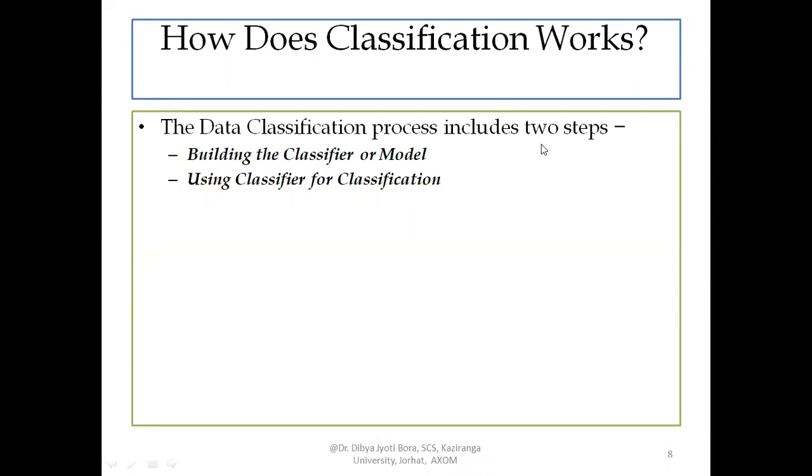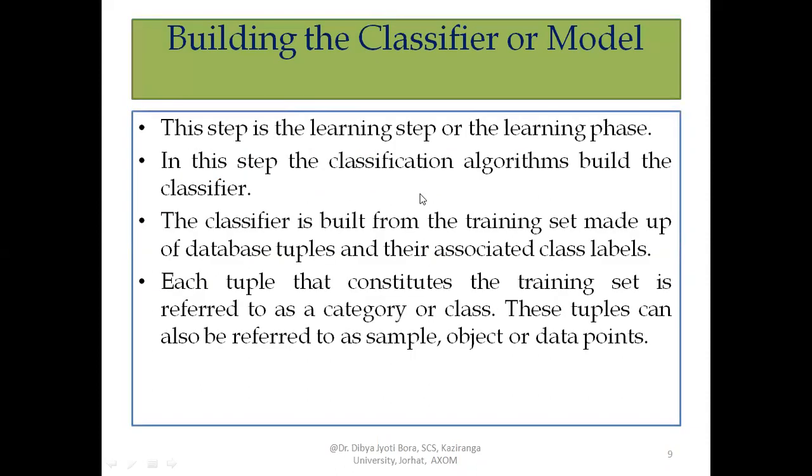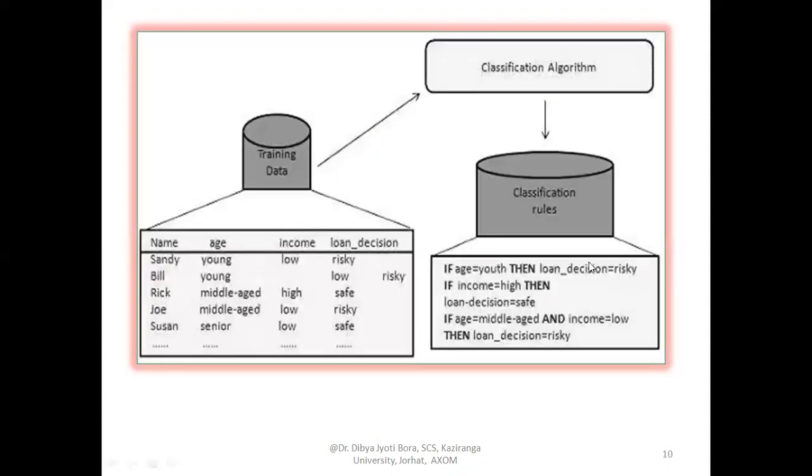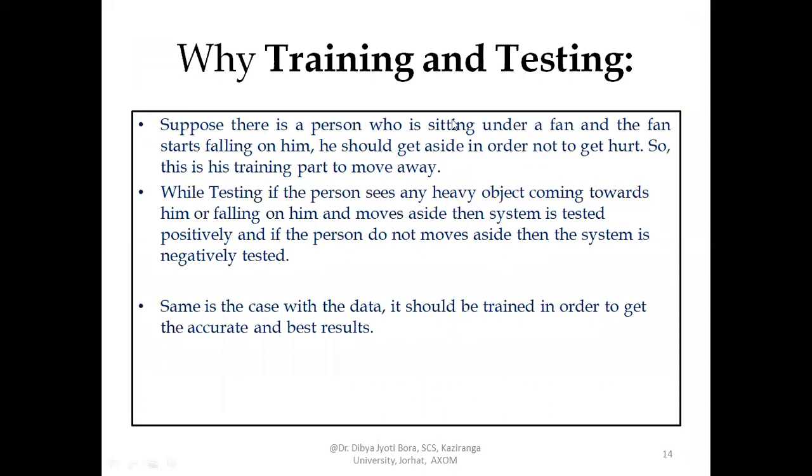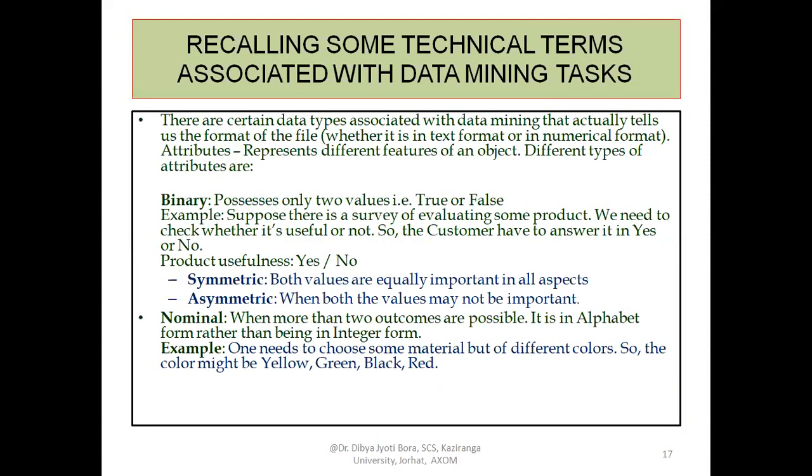So we have seen how classification works in the last class. It includes two steps: building the classifier or model, and using the classifier for classification. In building the classifier, we use the training set to train the model, and then we use the classifier for classification. Then I told you why a training set and testing set are needed, with an example.